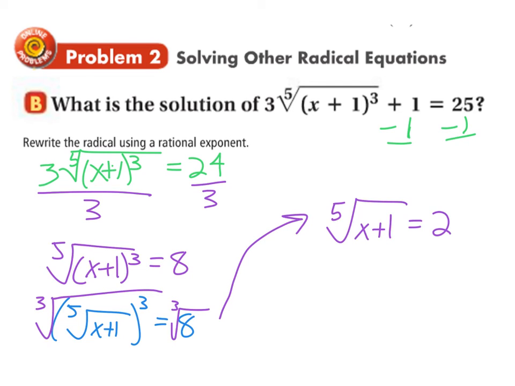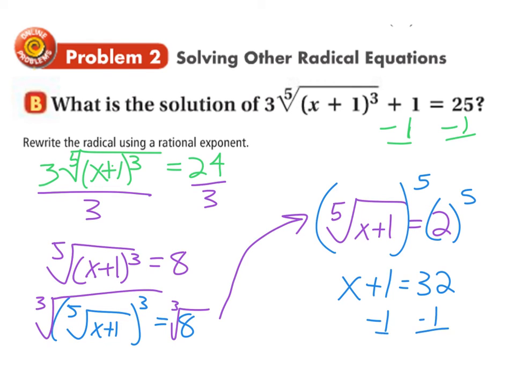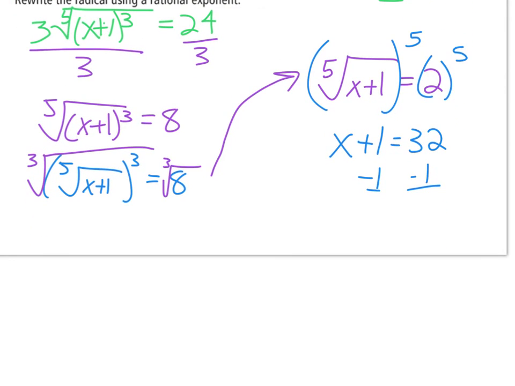From here it's a little bit easier to take both sides to the 5th power because 2 to the 5th is a little bit easier. Granted, calculators can do a lot of that for you, so if you'd rather take the 8 to the 5th power and then cube root that, it's still going to work out to be the same. We get that x plus 1 is out of the radical, so we subtract 1 from both sides, and we find out that x is 31.